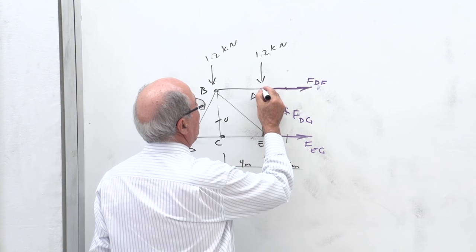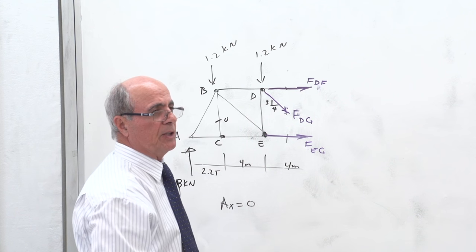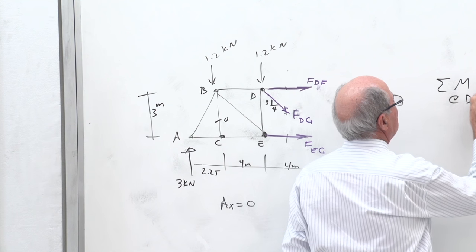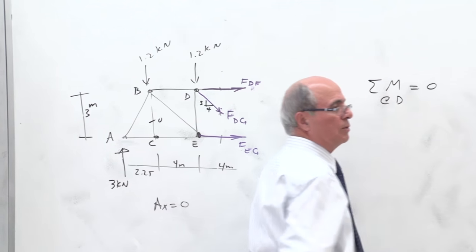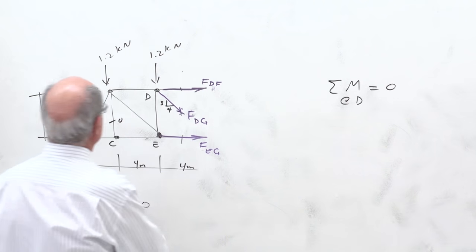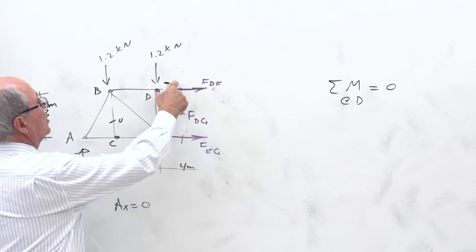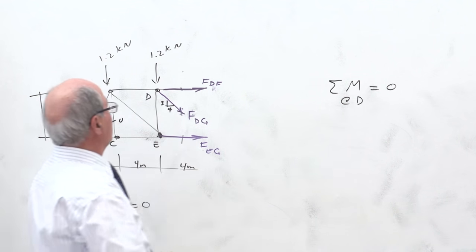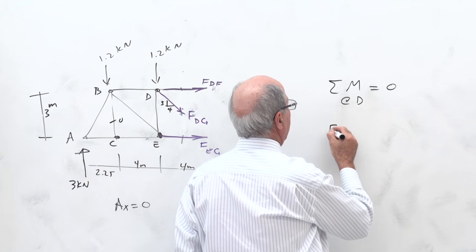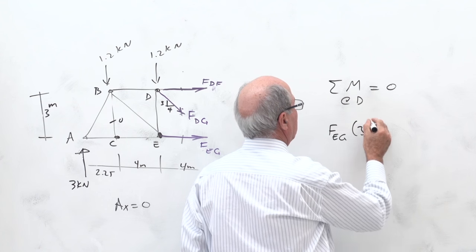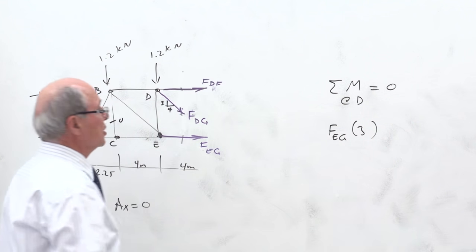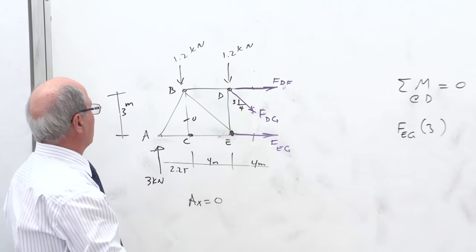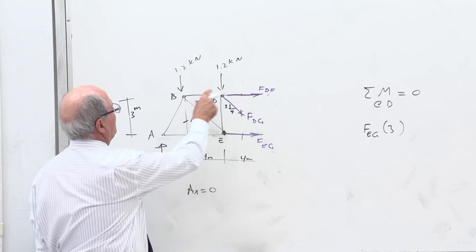One option is to take the moment about point D. So you write sigma MD, sigma M at point D, equal to 0. And as you see, there is nothing there to worry about. This force and this force and this force have no moment. FEG times 3, of course in kilonewton meter. We put the unit in front. And that is plus, it's going that way.